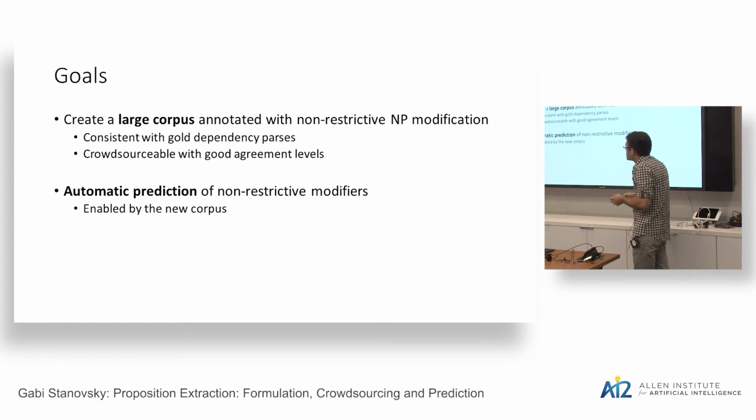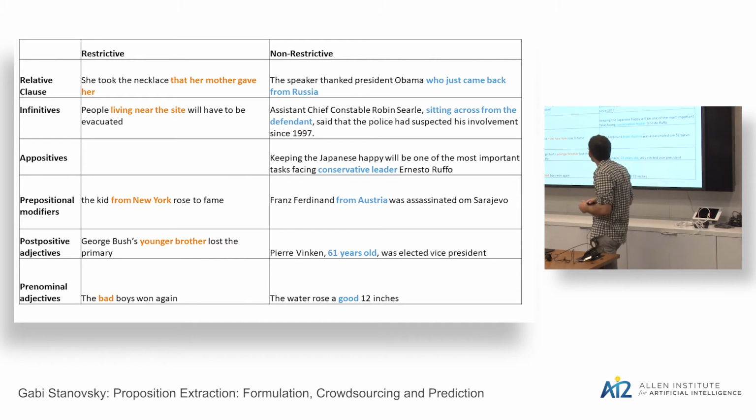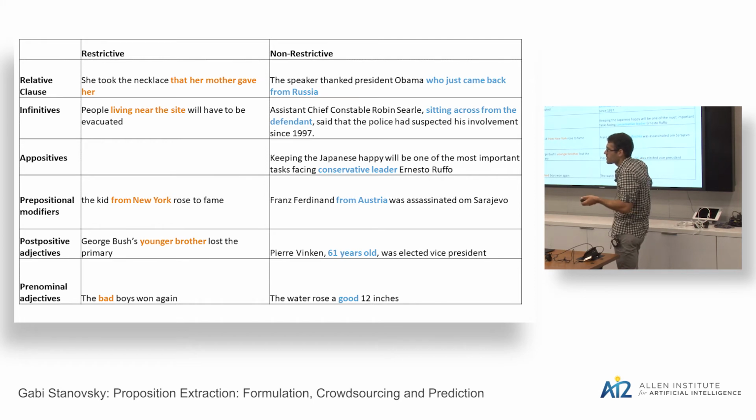So the goals here would be to create... On that previous slide, why is the non-restrictive example you have for propositional modifiers different from the relative clause at the top? So Franz Ferdinand from Austria, surely I need to know. I think if you look at the syntactic structure of the first one, this would be identified as a relative clause modifying this entity, and this would just be a preposition. It would get different syntactic analysis.